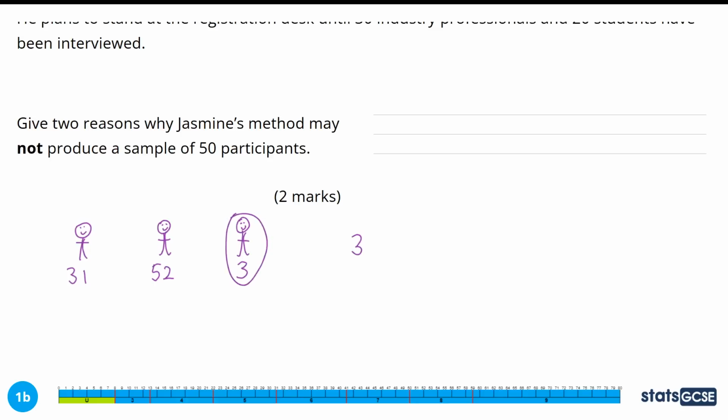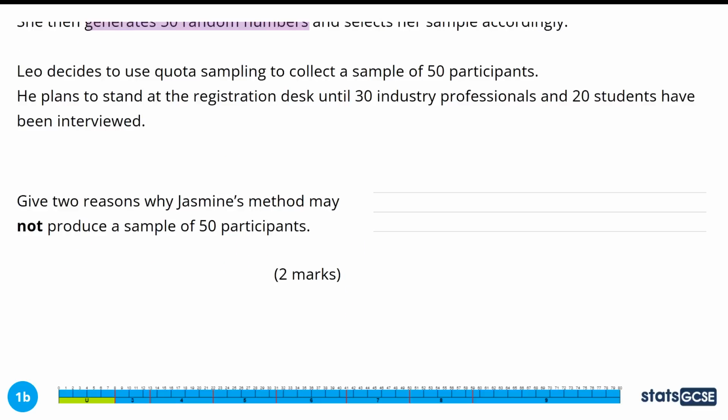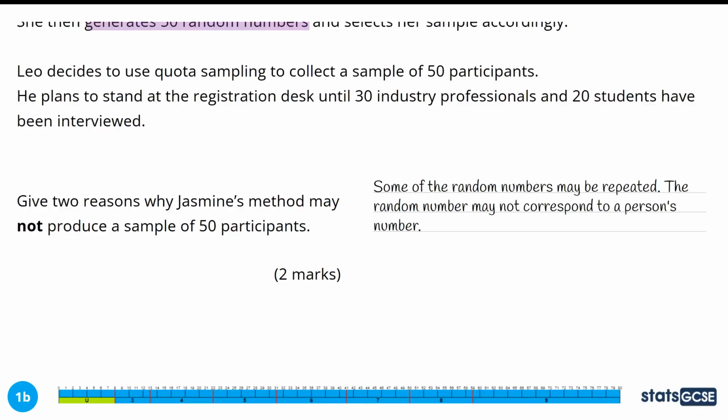But then we use the random number generator again and we get a 3 again. Well, what happens then? We've got the same person picked twice. Now we use the random number generator again and we get the number 35. But that doesn't really correspond with anyone. So if we were to do 50 random numbers, then some might come up again, and also some may not correspond to a person. Our answer will be that some of the random numbers may be repeated, and the random number may not correspond to a person's number.